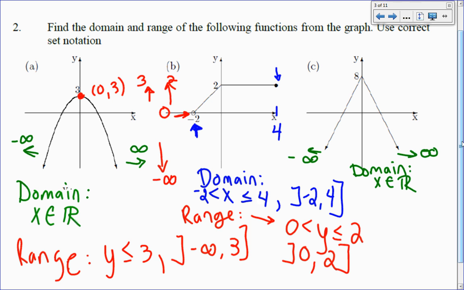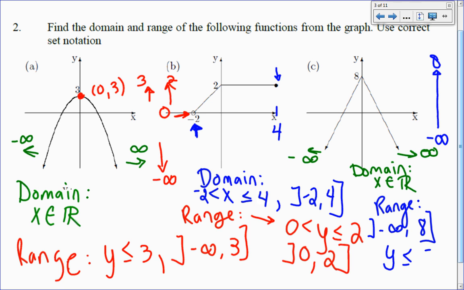The range. So it looks like we're going from negative infinity with our y's all the way up to 8. So from negative infinity to 8, not including negative infinity, but including 8. Or you can write that as y is less than or equal to 8.